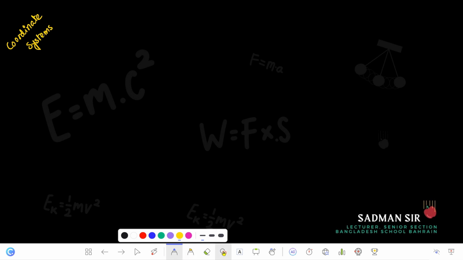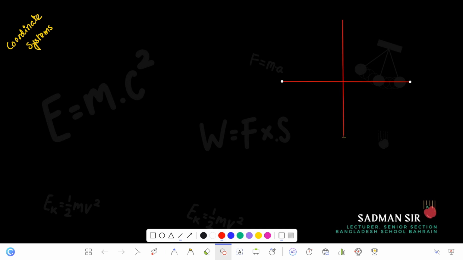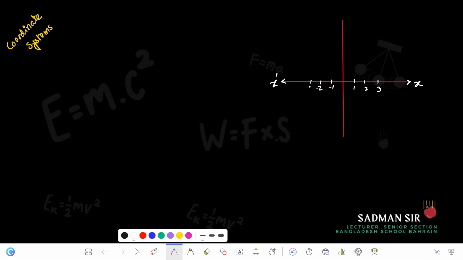Now, whenever we are plotting points in the graph, what do we do first? We draw the x-axis and y-axis, as I have drawn just now, right? This is x prime. The right side is the positive x-axis. That means here it will be 1, 2, 3, positive numbers, and on the negative side it will be -1, -2, -3.